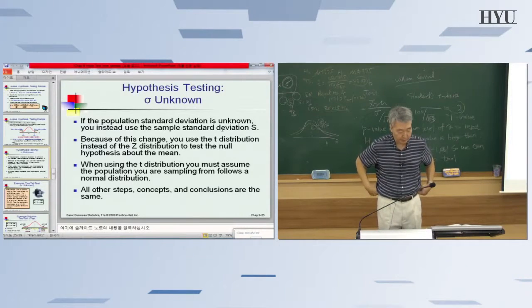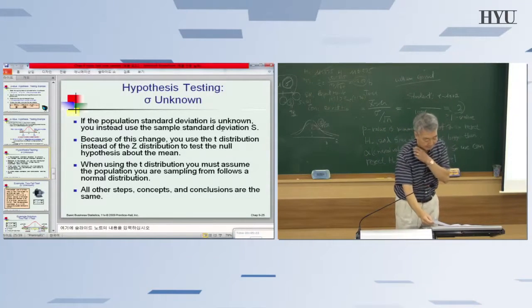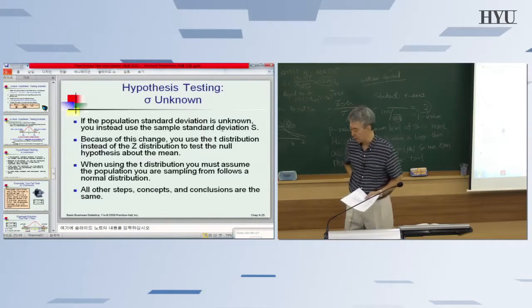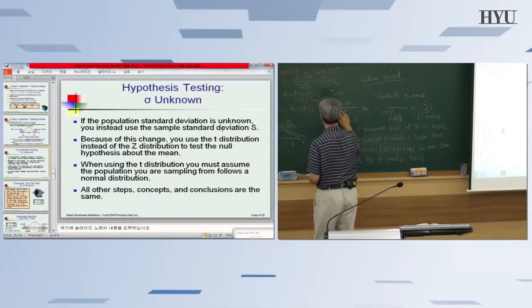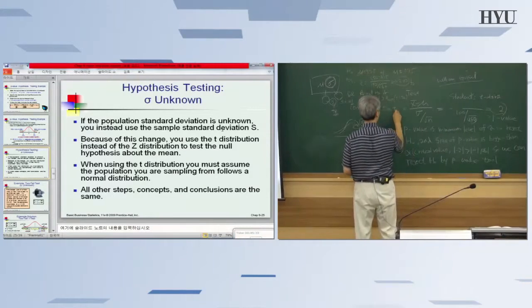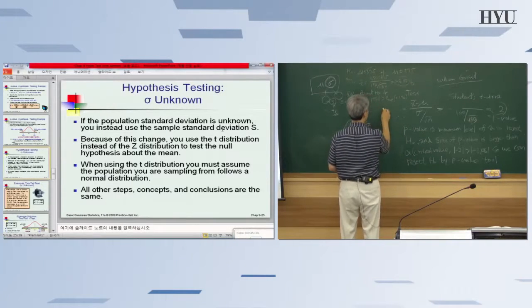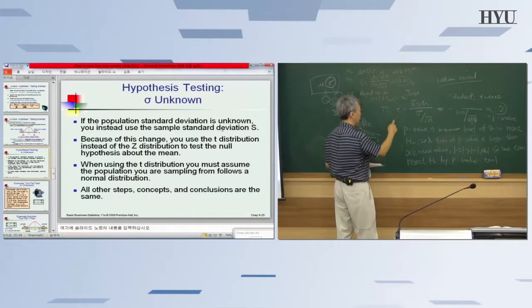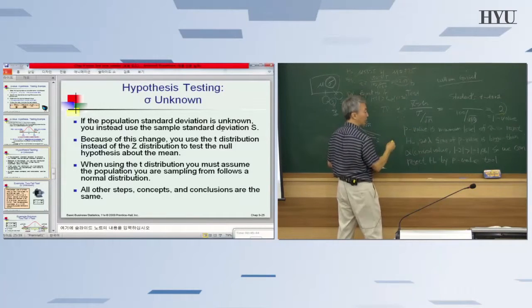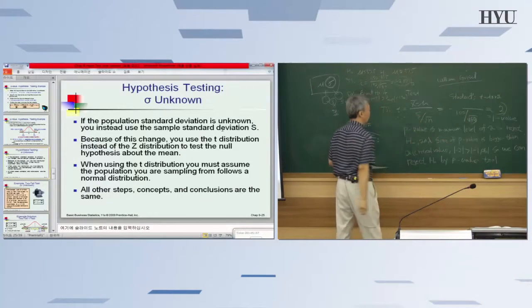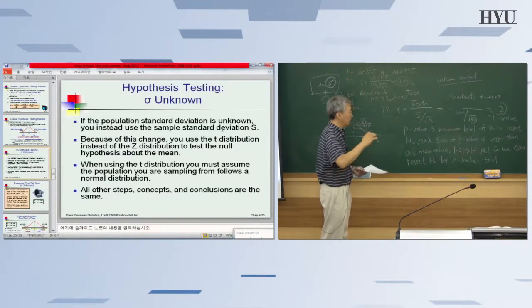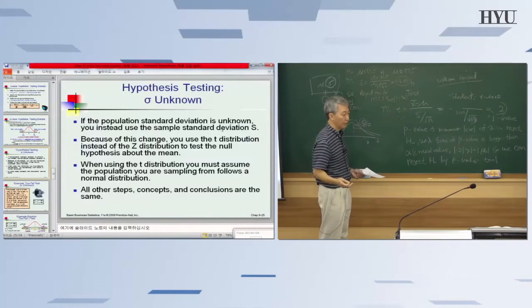Anyway, here are a few things you have to understand about the T distribution. Instead of the Z statistic, we're going to use a T statistic. The test statistic will be T instead of Z. The way you calculate the test statistic is exactly the same as before, except we use S instead of sigma. You're going to use S, the sample standard deviation. And all the rest will be exactly the same.